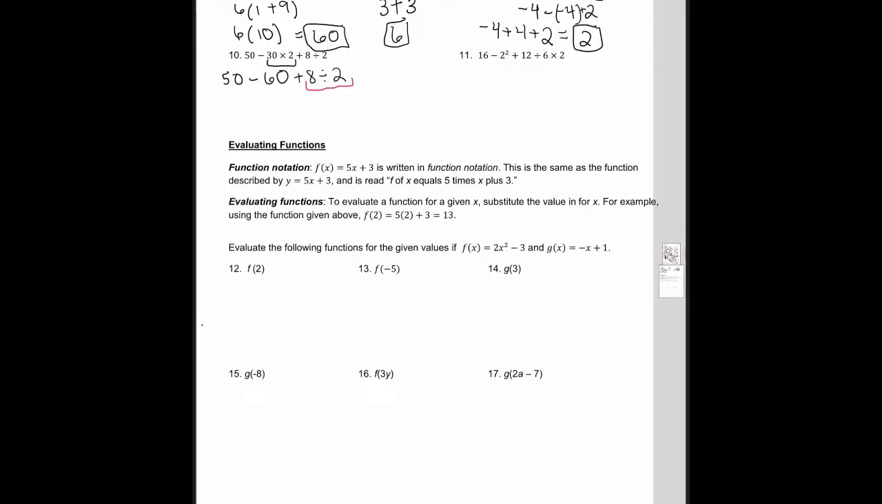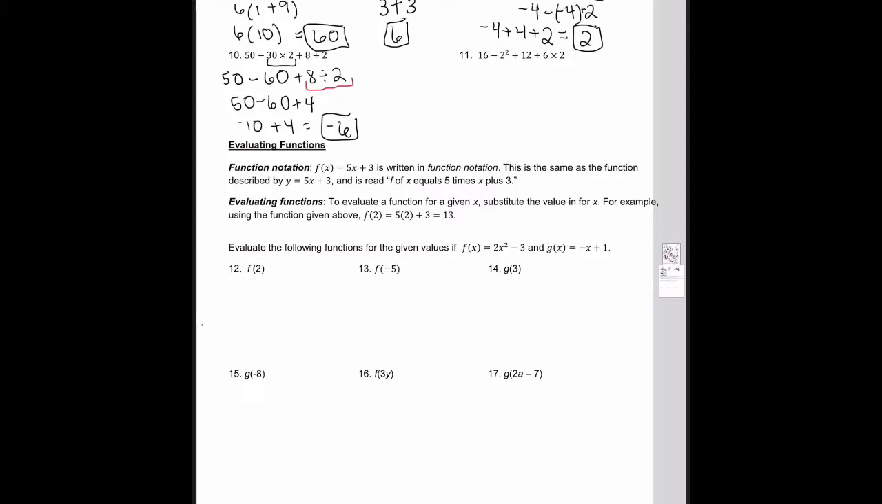All right, 8 divided by 2 is 4. Okay, and then everything else stays the same. All right, and then now I see I only have subtraction and addition left. So do it as you read left to right. 50 minus 60 is negative 10 plus 4. Negative 10 plus 4, we get negative 6.